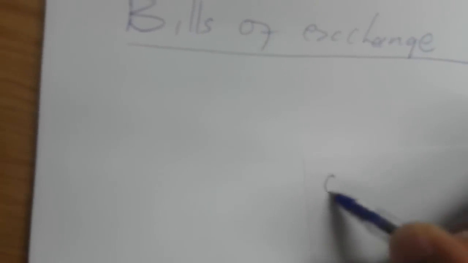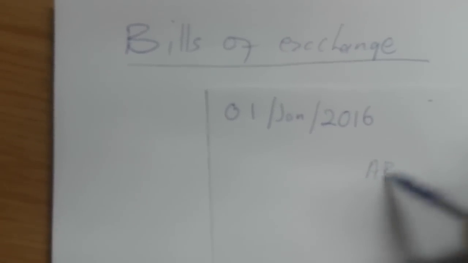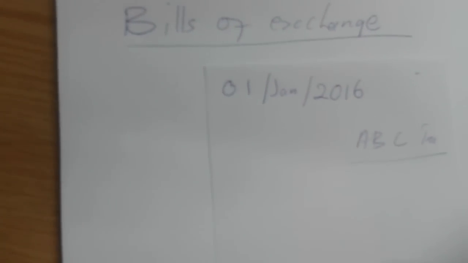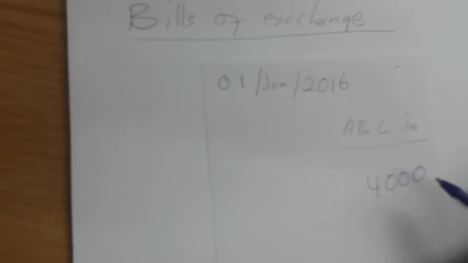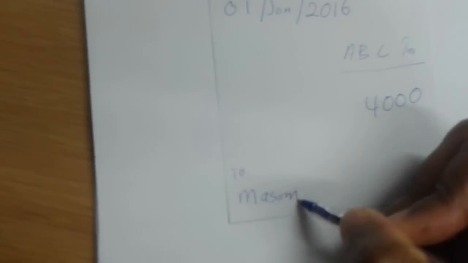So let's say I bought goods on the 1st of January, 2016. So I bought goods on credit, and I bought them from, let's say, ABC Traders. And these goods are for, let's say, 4,000. And obviously it is addressed to me, which is Masama. There you go.